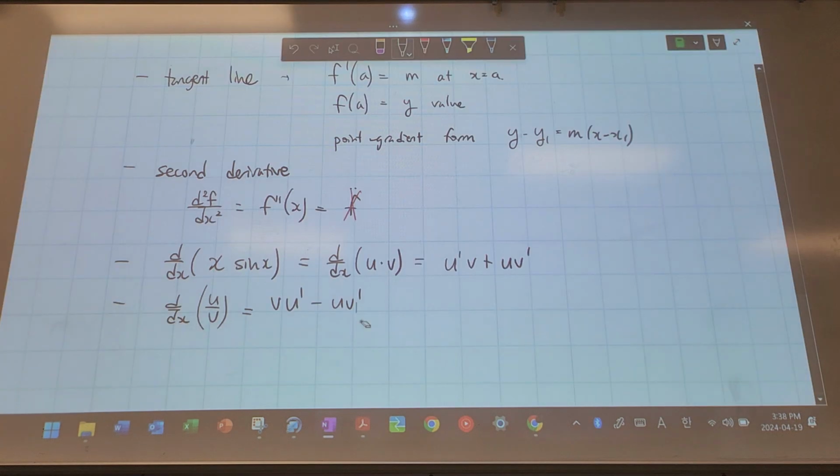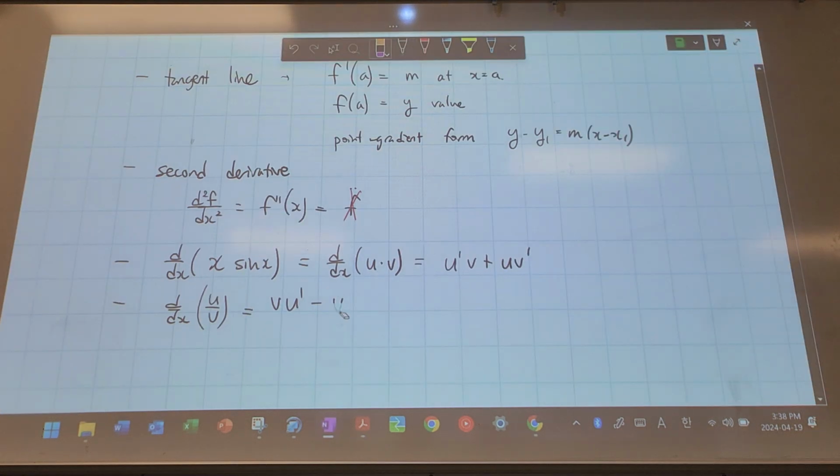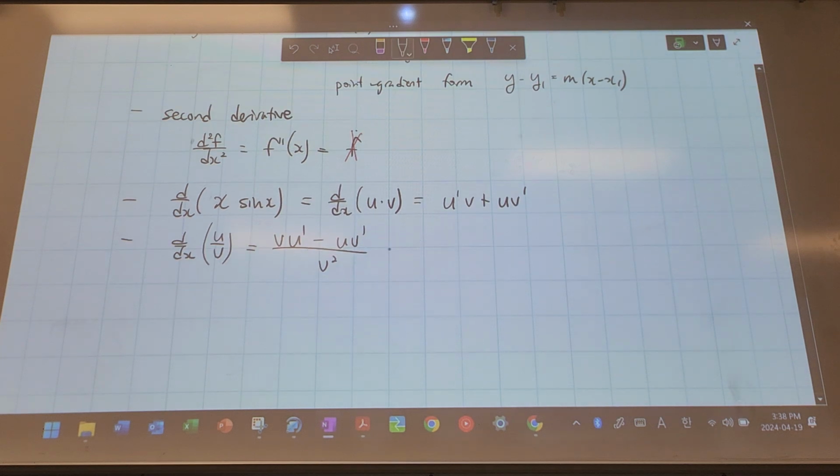They write it as v u prime minus u v prime divided by v squared. That's the quotient rule. And yes, as Alina said, if you want to do d over dx of u over v, that's equivalent to saying u times v to the negative 1, right? So then you can do the derivative of that as a product rule. Sure.